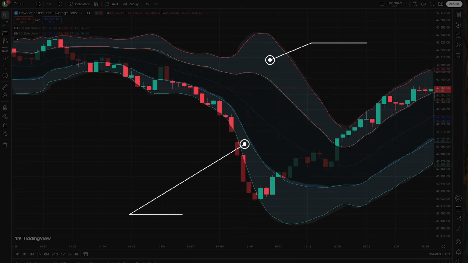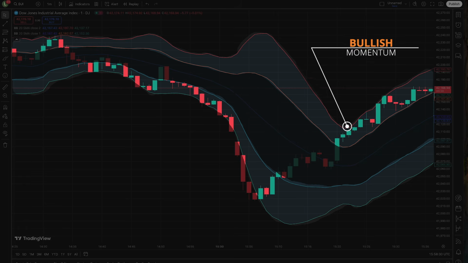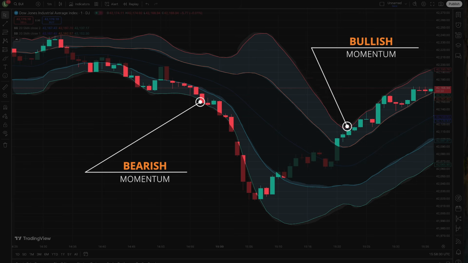Zone 2, between 1 and 2 standard deviations. This is the momentum zone. Now if the price stays in this zone and hugs the upper band, that's bullish momentum. And if it hugs the lower band, then that's bearish momentum. This is an ideal zone to enter trades in the direction of the trend.